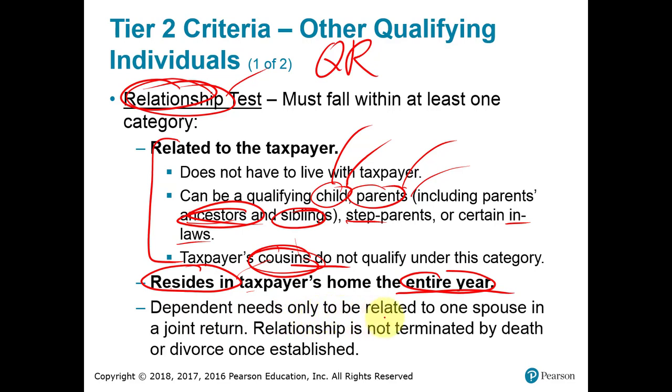Dependent needs to only be related to one spouse. Yeah, not both, if it's a joint return. And if someone passes away, the taxpayer or spouse, or gets divorced, it's still considered to be related.